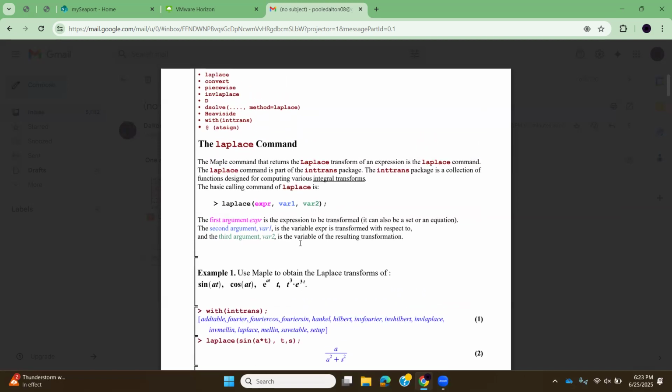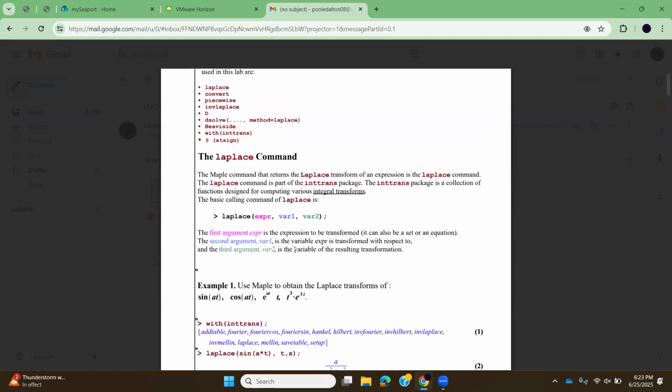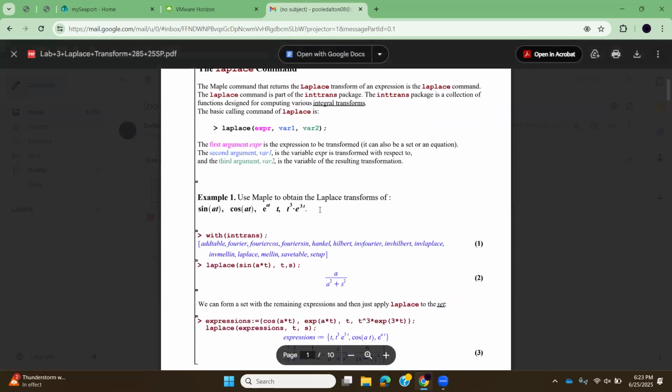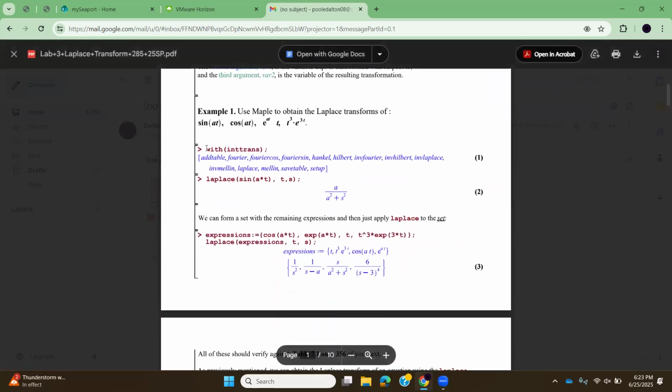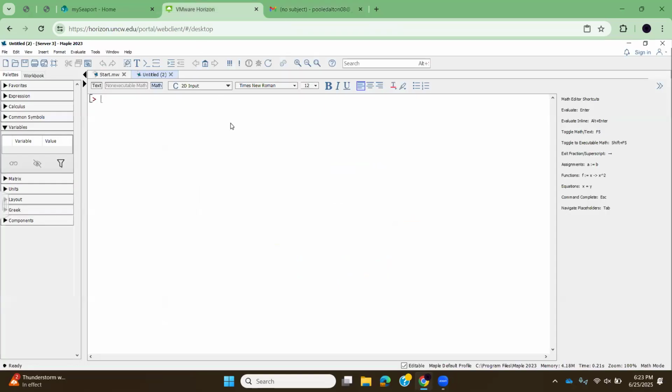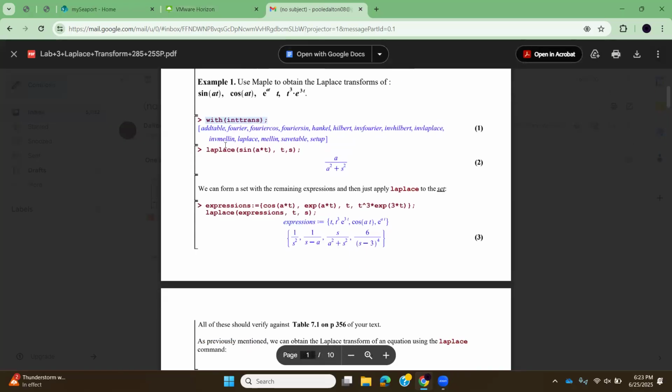So we'll go ahead and just get started. This is how you call the Laplace. So we don't have to actually copy and paste that. We'll just go ahead and do this command real quick, because what that's going to do is go ahead and import all the stuff that we need, just like in the PDF.